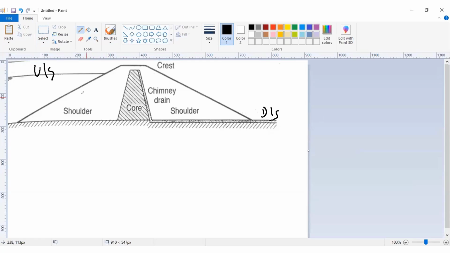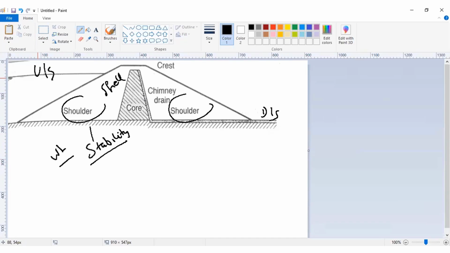So what these shoulders do, they give stability to the structure. The purpose of these shoulders or shells is to provide stability to the structure because they have weight. The water which is retained on the upstream side exerts a lot of hydrostatic pressure on this structure. So they have to be made bulky and they have to ensure huge weight. So these shells or this outer structure provides the stability to the structure.